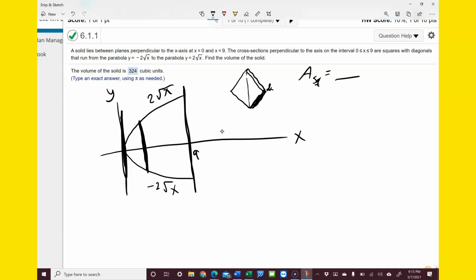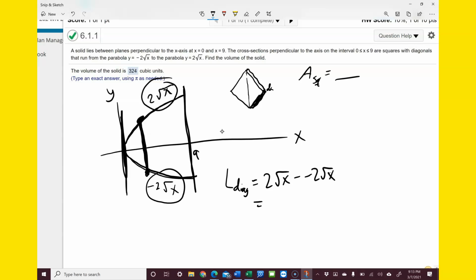So this is the diagonal length. So what is that diagonal length? It's the distance from here to here. So it's the distance from this curve to this curve. And what is that distance? It's the difference between that and that. So the diagonal length is equal to 2 square root x minus negative 2 square root x, which is going to be plus plus. Let's add them together, you get 4 square root x. That's the diagonal length.